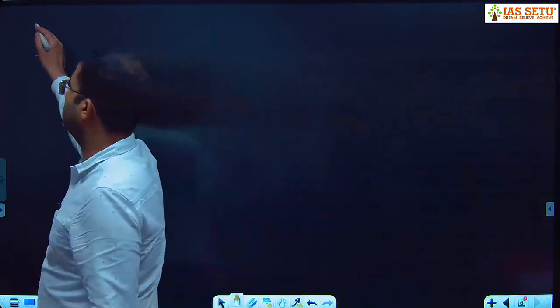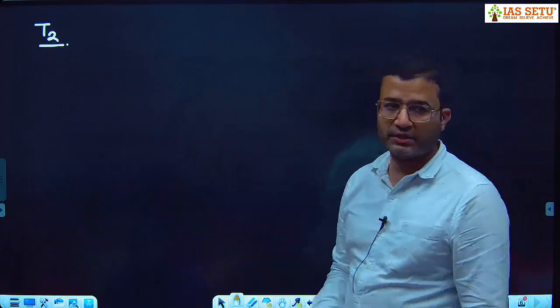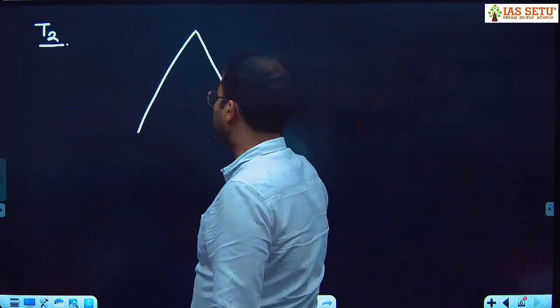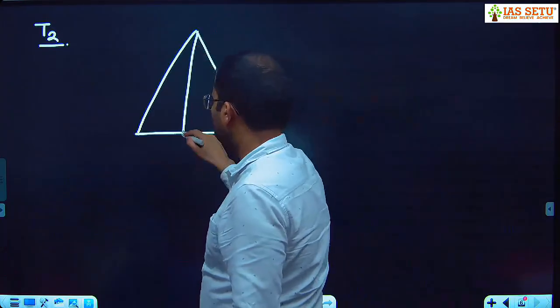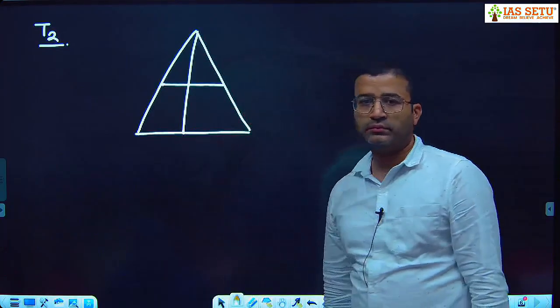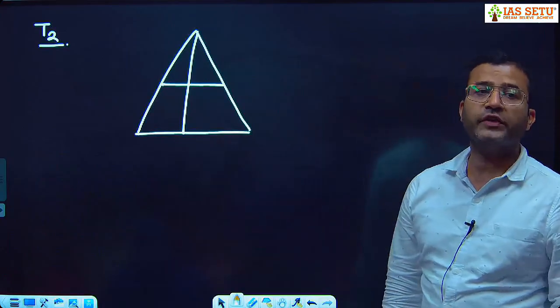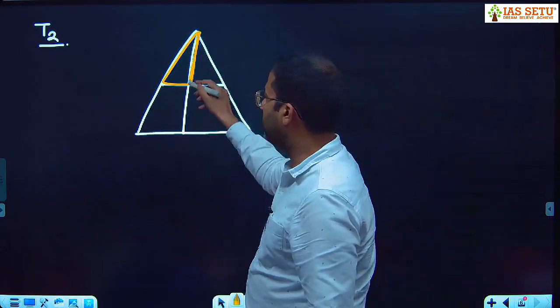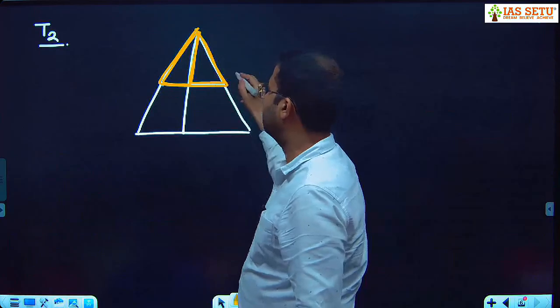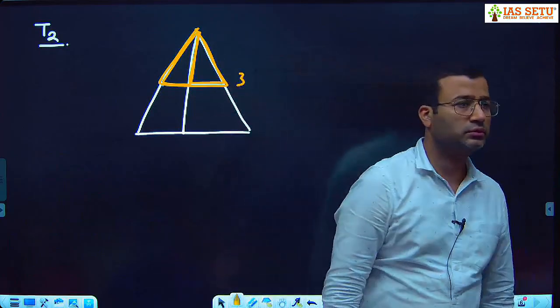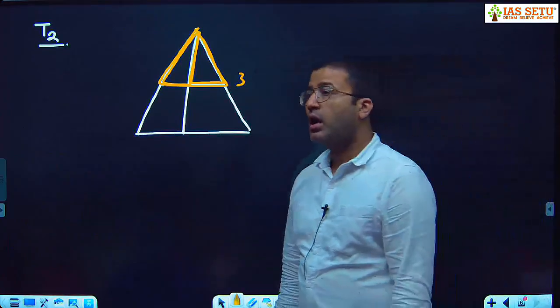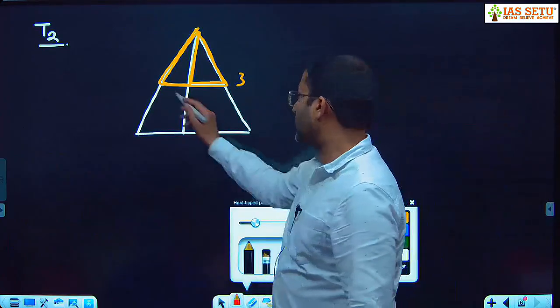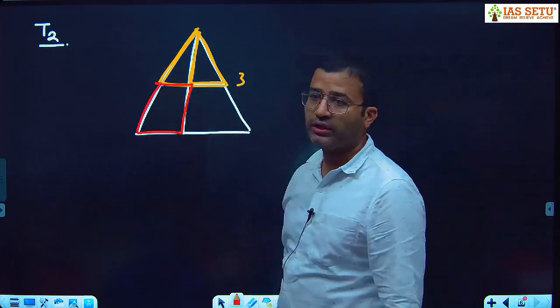Now next is type 2. We use the concept of type 1 plus there is one extra concept. Like in type 2, we handle this type of figure. If we check manually, at this level, you have triangle number 1, triangle number 2, triangle number 3. Some students by mistake count this also as a triangle. But let me tell you, this is a quadrilateral.